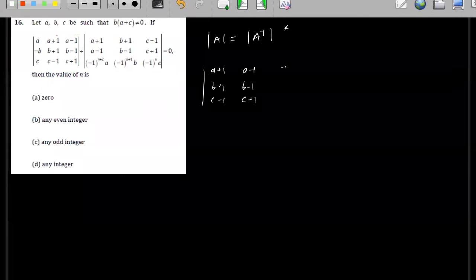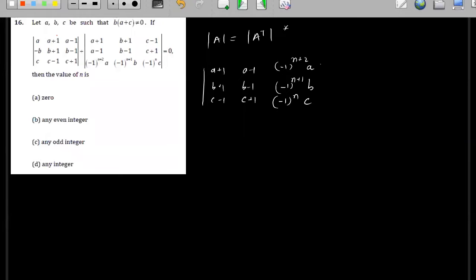And the last one will become minus 1 to the power n plus 2 into a, minus 1 to the power n plus 1 into b. This one will become minus 1 to the power n into c. I hope this is clear, right? So after taking the transpose, I'm getting this. But this should be in the second column. This part should come here, and this part should be here, and this one should be here, right? That means there is some change.